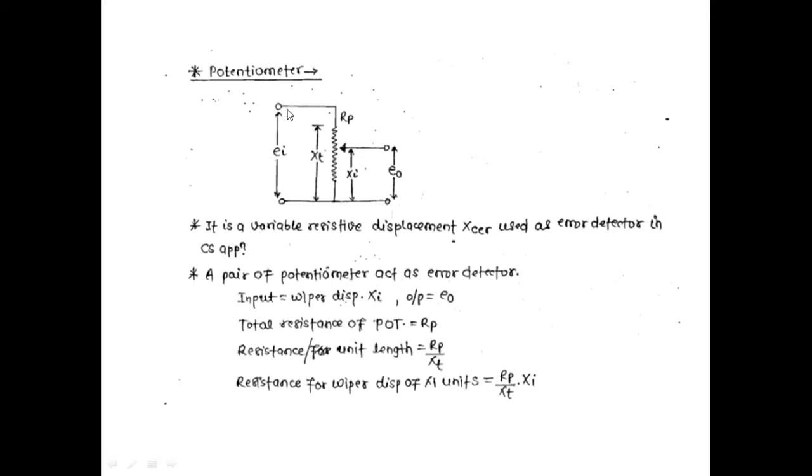It is like this: a constant voltage is applied here. This is a fixed resistance, with value Rp. This is the slider which can be moved up or down. The value of the resistance that can be tapped depends upon the position of this slider. So let us say this is the total. I will explain it from this.